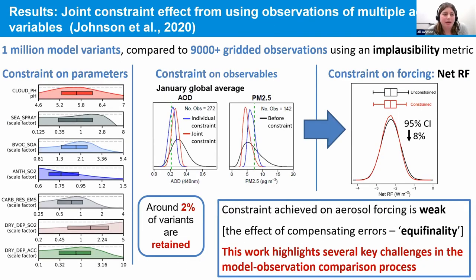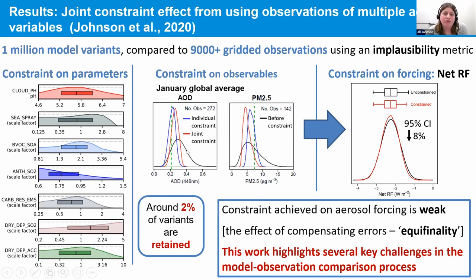Here I'm just showing the results of the study, basically from the beginning of the paper to the end of the paper. Essentially you can see that through this methodology, we're able to constrain the uncertainty on some of our parameters, and we also get reasonable constraint on our observables. It's worth noting that in this study, we've actually rejected over 98% of our model variants. So we only have around 2% of the variants retained as plausible.